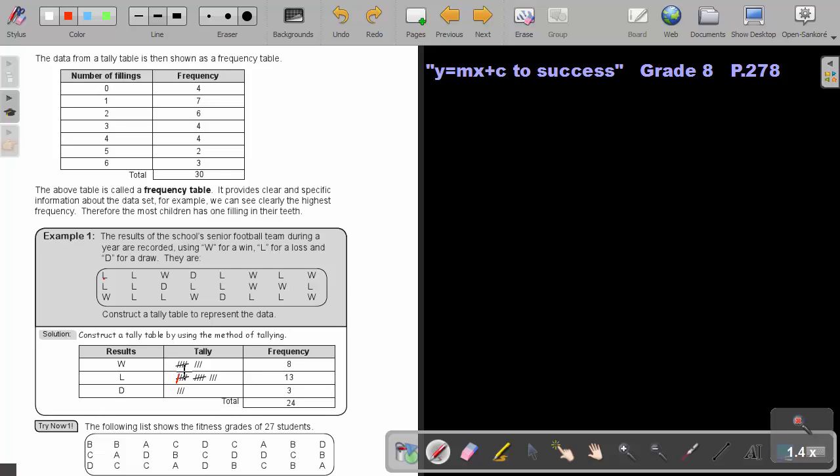Okay, and then again an L, so we make another stripe. And then a W, and we make a stripe. And then a D for a draw, and we make a stripe. And then again an L, and we make a stripe.